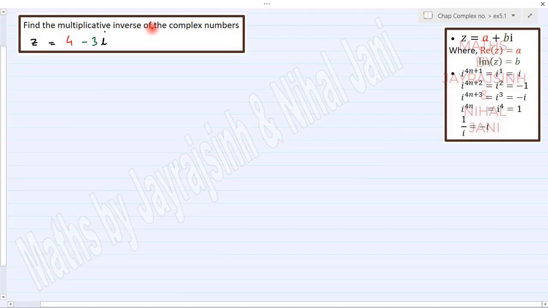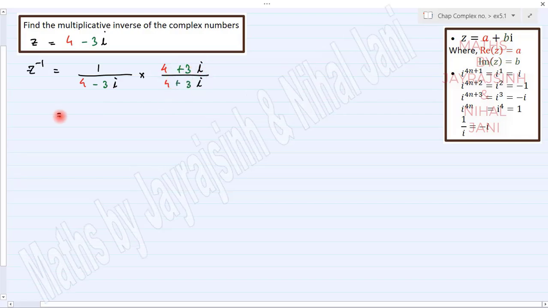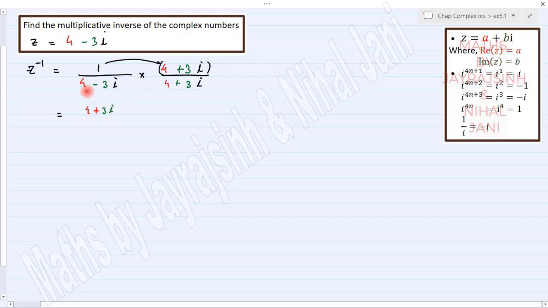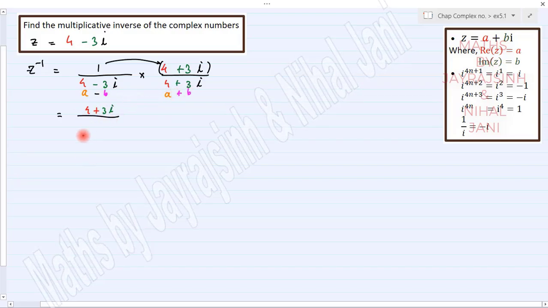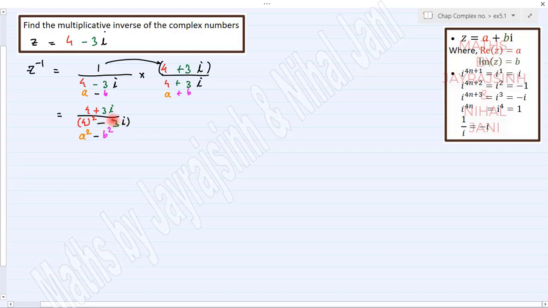Let's find out the multiplicative inverse of the complex number 4 minus 3i. So let's get the inverse of the complex number. So get 1 upon 4 minus 3i, and for that, you have to multiply and divide by the conjugate of it, which is 4 + 3i. So in the numerator, 1 into 4 + 3i will be 4 + 3i, and in the denominator, we have a minus b into a + b, or we can say we will get a square minus b square. So our denominator will become 4 square minus (3i) the whole square.